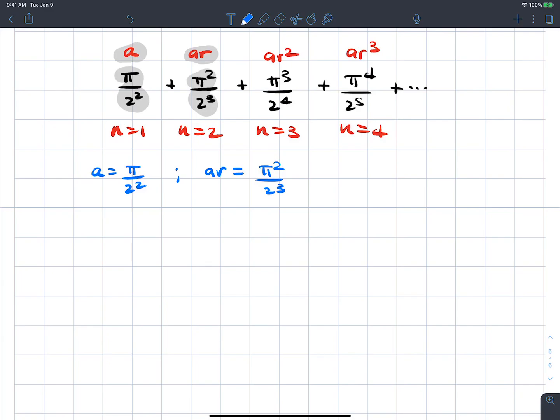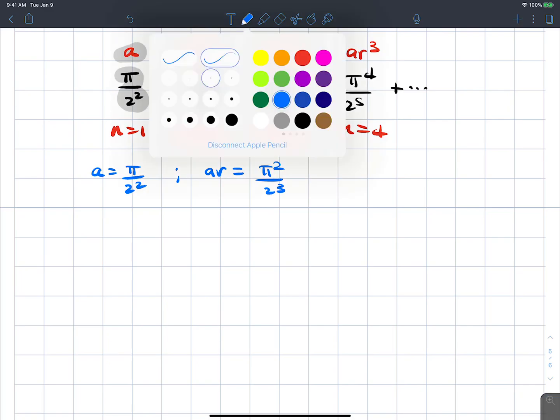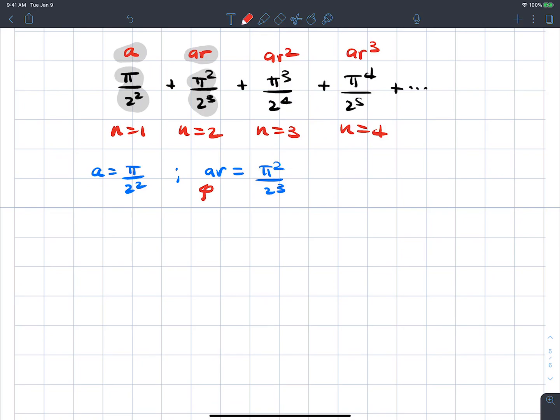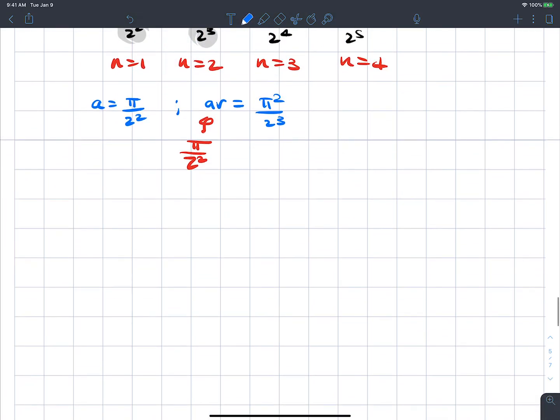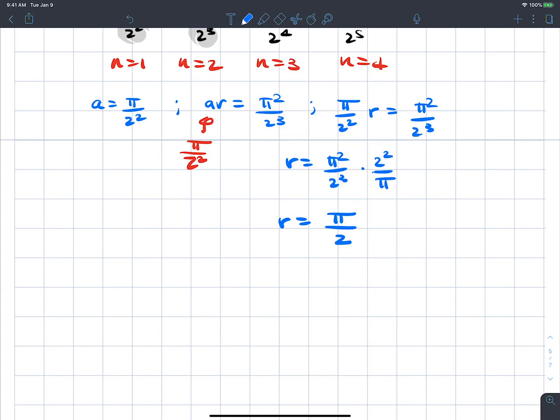So we're going to plug in the values here. What was a to begin with? A was pi over 2 squared. So we're going to find this value of r, ladies and gentlemen. We need r. So pi over 2 squared, which is a, times r, is pi squared over 2 cubed. Solving for r, we could multiply by the reciprocal. So r was going to be pi squared over 2 cubed times 2 squared over pi. And we find r going to be, just using some algebra, pi over 2.